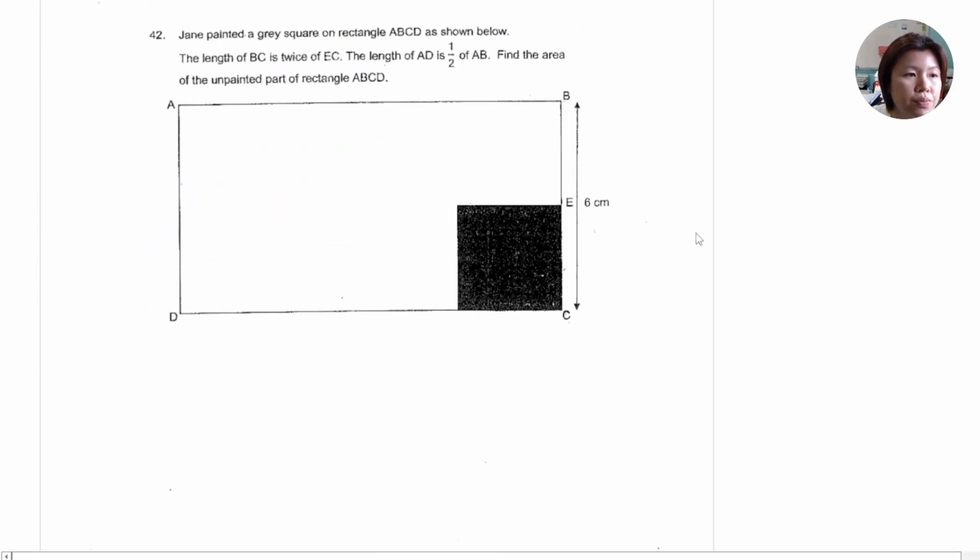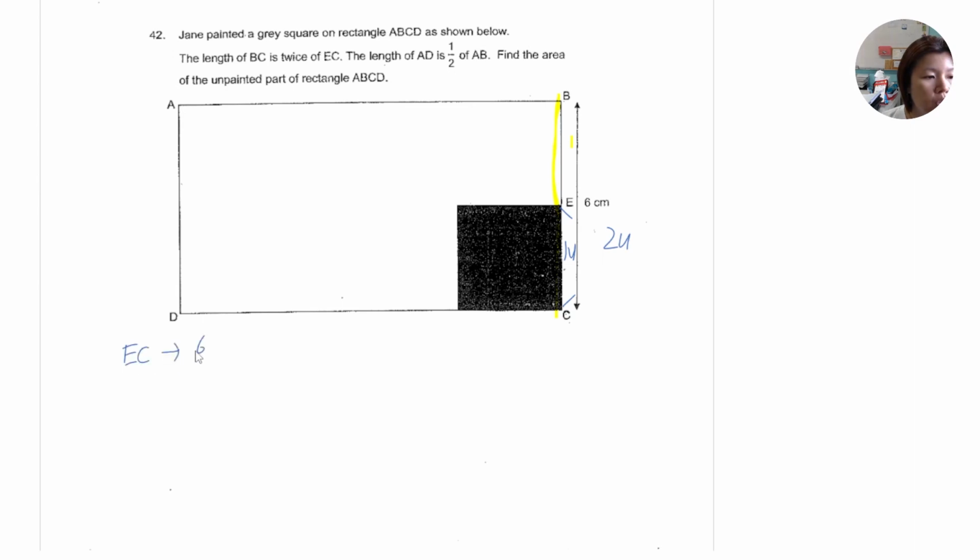Okay, let's move. Here shows a rectangle ABCD, and they say that the length of BC is twice of EC. So meaning my BC is 2 units and my EC is 1 unit. So I can find my EC first, which is 6 divided by 2 equals 3. So this is 3 cm.